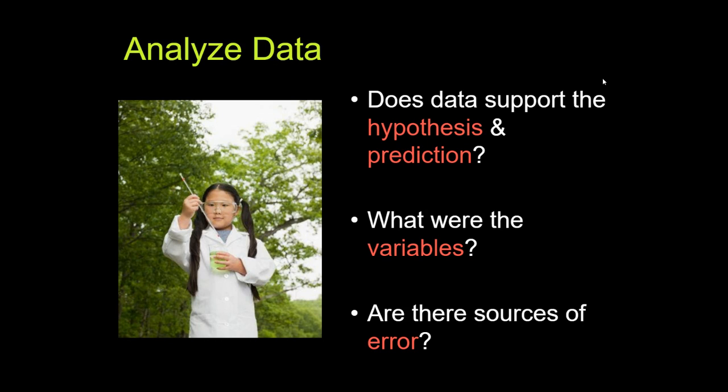Okay. While you're analyzing the data, you look at what the variables were. What did you manipulate? What was not manipulated? How did it affect things or how did it change things? What was your control group? How did it relate to the control group? What was the temperature or the amount of sunlight or the humidity, the amount of water? Again, there's a lot of different variables. Are there sources of error?